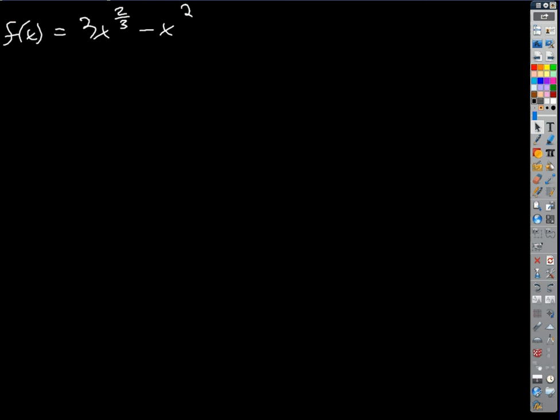Okay, let's look at this one. What are we doing here? Find the domain. Find the domain, there you go. And domain: all reals, right?